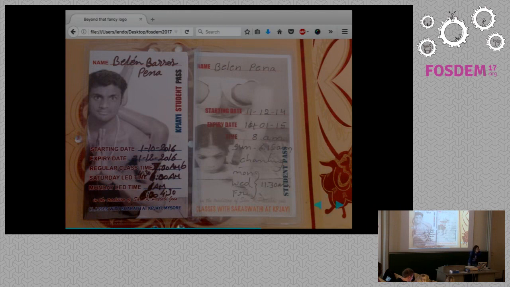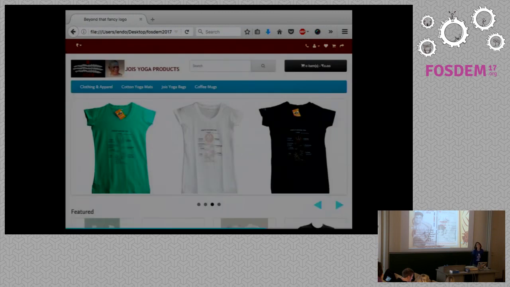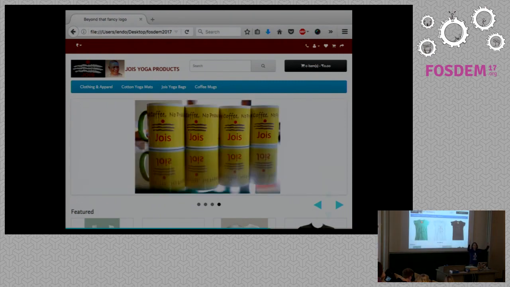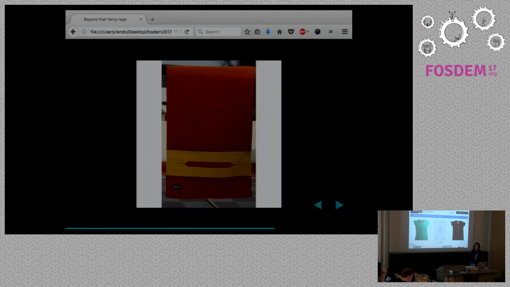The school is incredibly expensive, it's absolutely full, and they're also diversifying their business into new lines. They're entering into new lines of business. For example, they have started to sell yoga apparel. So they sell things like t-shirts and yoga bags. They even sell yoga mugs, whatever that is.